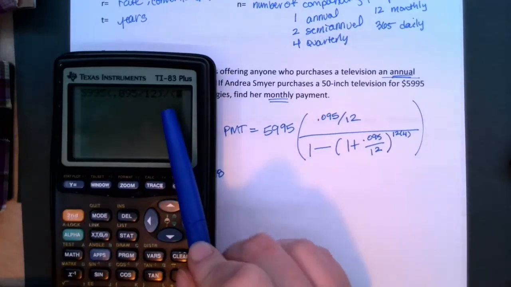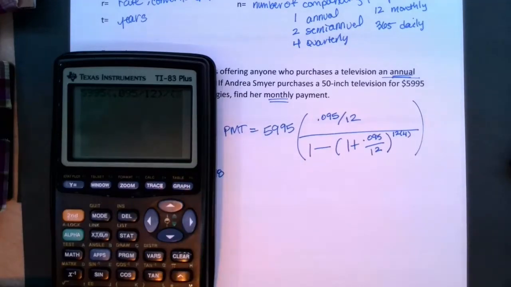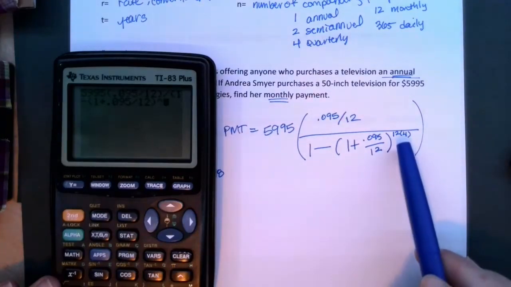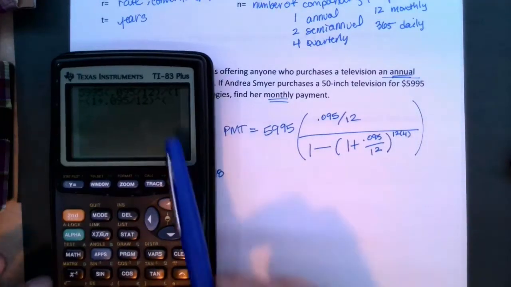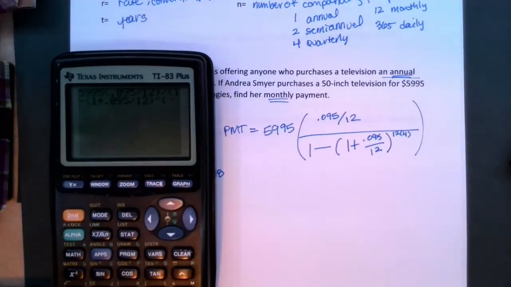I'm putting another set of parentheses here for my denominator. So I do 1 minus (1 plus 0.095 over 12) to the, and then we said this is 12 times 4. If you want to make the calculator do that multiplying, you're going to need another set of parentheses just for that, to the negative 12 times 4. It doesn't matter if you put the negative on the 12 or the 4, that's up to you. And we get our payment.